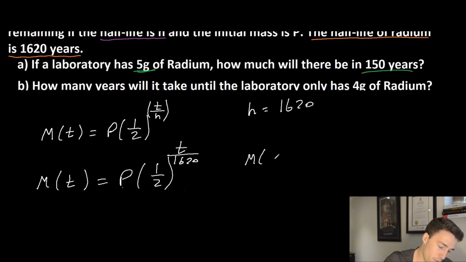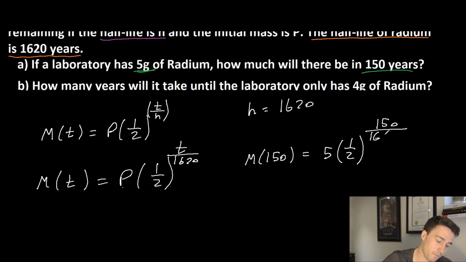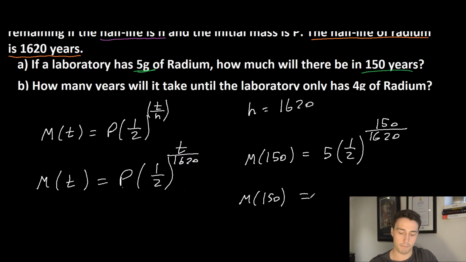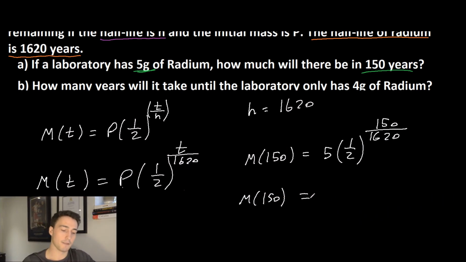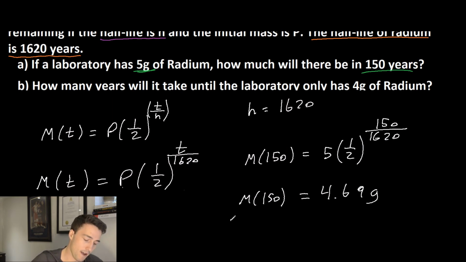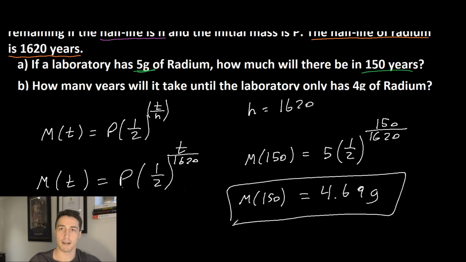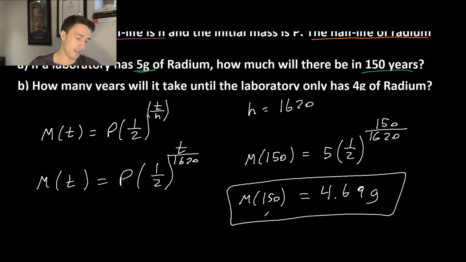So what we're looking for in part A is m of T. I could write m of 150 is equal to P, which is 5, times 1/2, the half-life, to the power of 150 over 1620. And now it's actually pretty simple because we're just going to solve for this value. So we're going to do 0.5 to the power of 150 divided by 1620, and then that times 5. So that would be 4.69 grams approximately of radium after 150 years. So it's barely decayed. Again, because this half-life is so long, the 150 years is really negligible in comparison to the half-life.